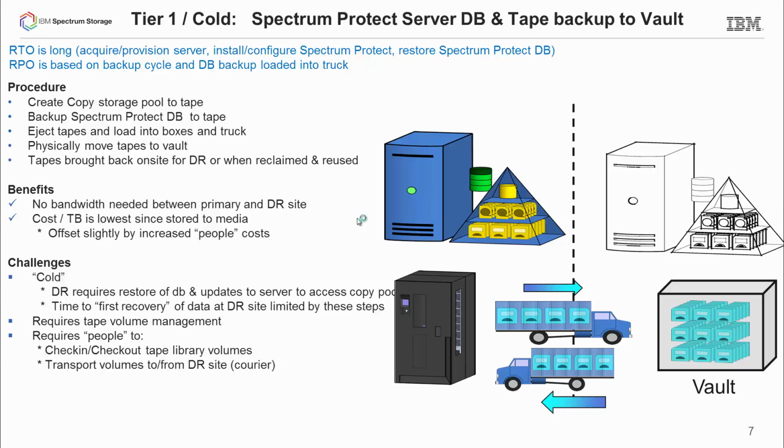The benefits are that you don't need any bandwidth between your primary Spectrum Protect server and the disaster recovery site. And the cost is fairly low when it comes to terabytes of storage because you're just doing tape storage. However, this is a little bit more human intensive because you've got to have people checking the volumes out of the library, couriering them off site, storing them in the vault, and so forth.